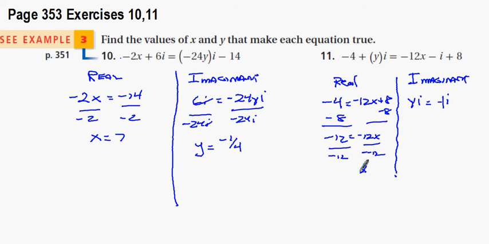I get x equals 1. Here, dividing both sides of the equation by i, I get y equals negative 1.